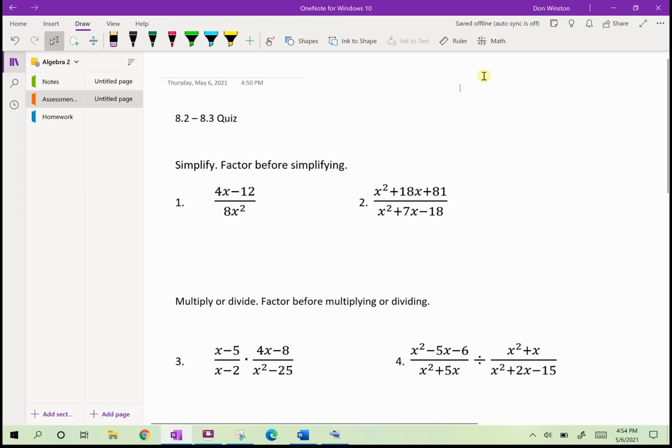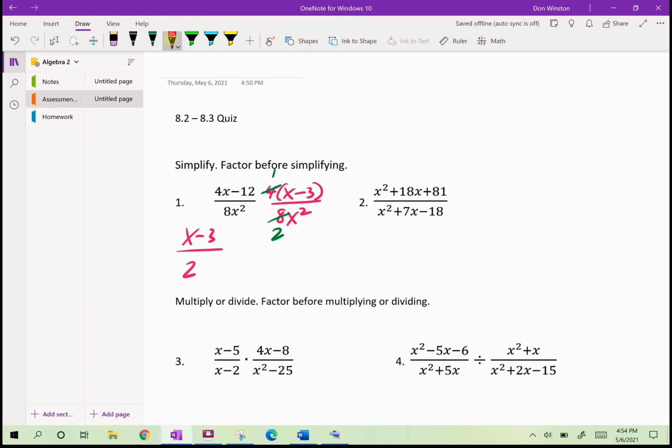Okay, I'll go over the quiz you had on Wednesday. So number one, you had to factor before simplifying. Out of the numerator, I can factor out a 4, and that leaves me with x minus 3 over 8 times x squared. And I can divide both 4 and 8 by 4, so 4 into 4 once, into 8 twice. So the final answer, when you factor that, will be x minus 3 over 2x squared.